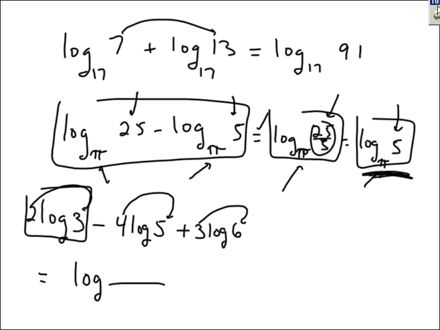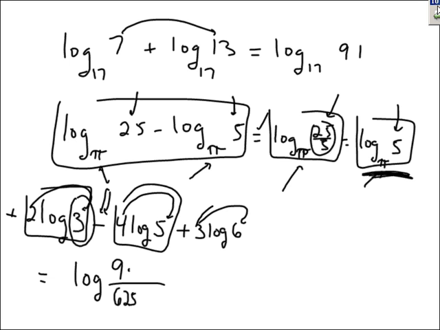This log has a plus in front, so I put 3 squared. I put what I'm taking log of, 3 squared. The next log has a minus in front, so it goes in the bottom. 5 to the 4th, 625, goes in the bottom. What goes on top is 6 cubed. If I'm not mistaken, that's 216.